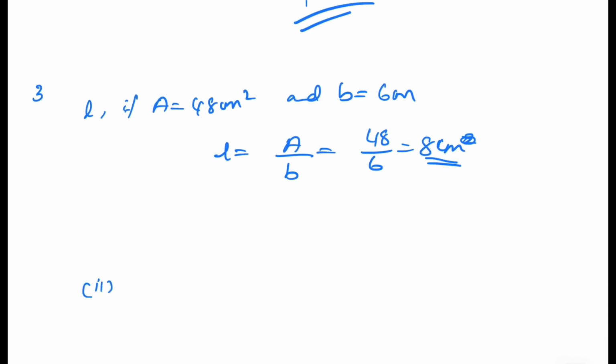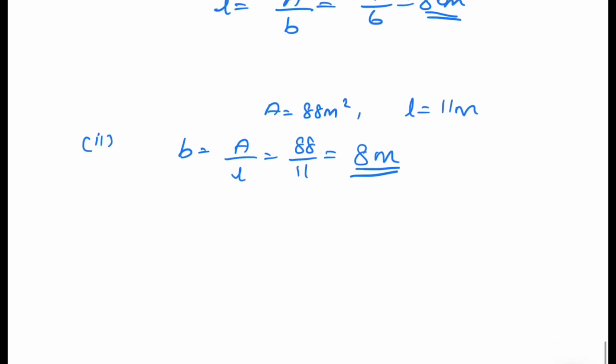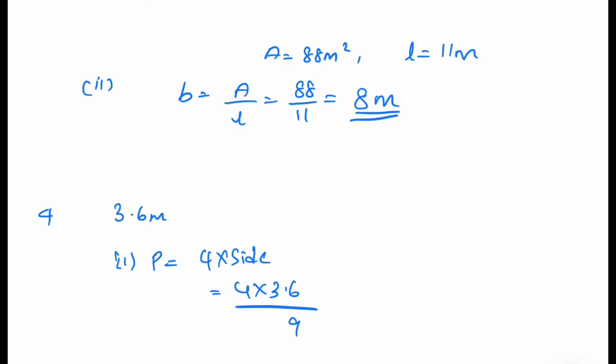Second one we have, find B. If A is given to us 88 meter square and L is equal to 11 meter. So A by L equal to 88 by 11 equal to 8 meters. Now let us do the fourth question. Each side of the square is 3.6 meter. Find first its perimeter. So first one, perimeter, how will you find out? 4 into side will give you the perimeter, right? That is 4 into 3.6. How much are you getting? 6 4s are 24.